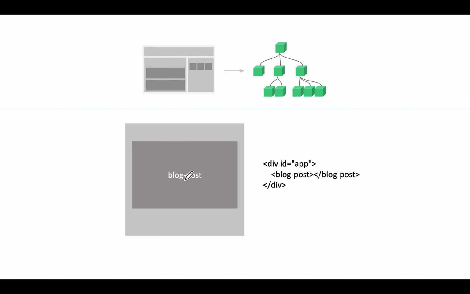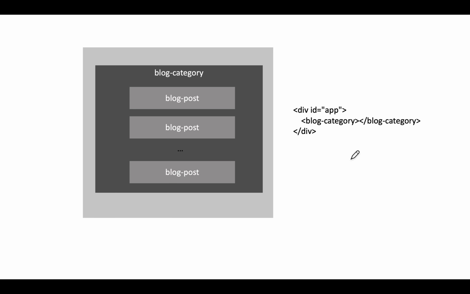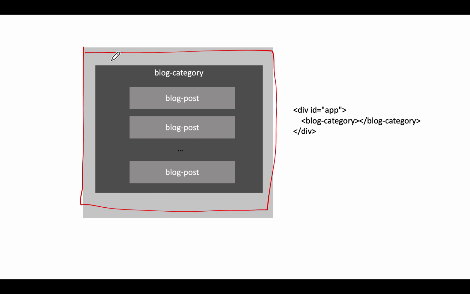So let me show you what I mean. In this new design, we still have our parent component, which is the Vue instance. But under it, we have a new component called blog category, for example, Harry Potter or Lord of the Rings, and so on and so forth. Inside this category, we can have one or more blog posts. The component directly under our Vue instance is no longer blog post. It is blog category. And inside blog category, we can have one or more blog posts.